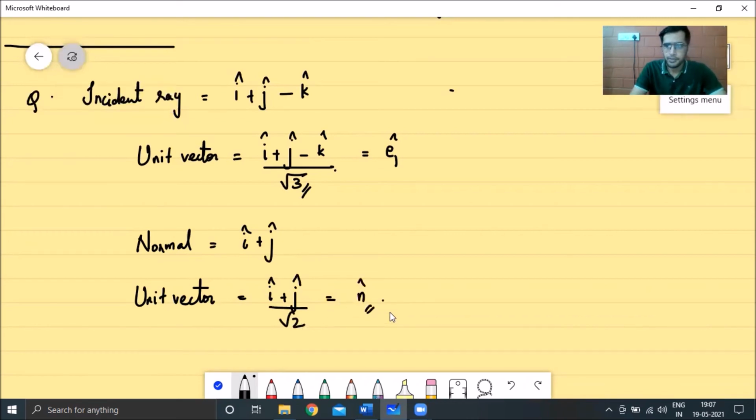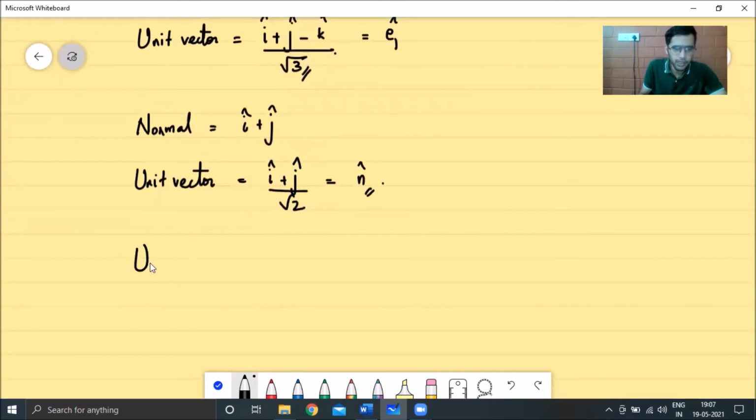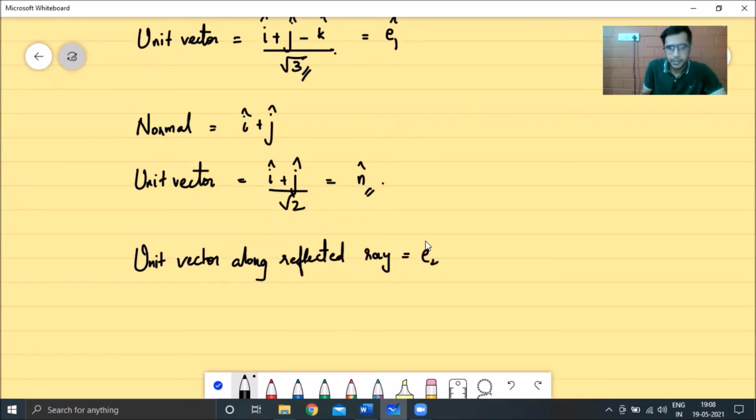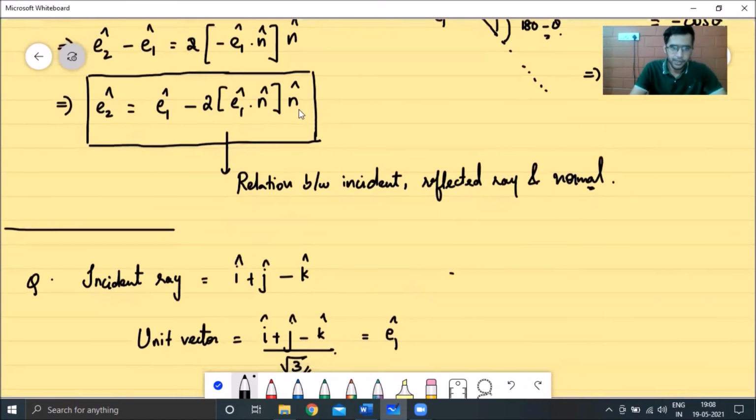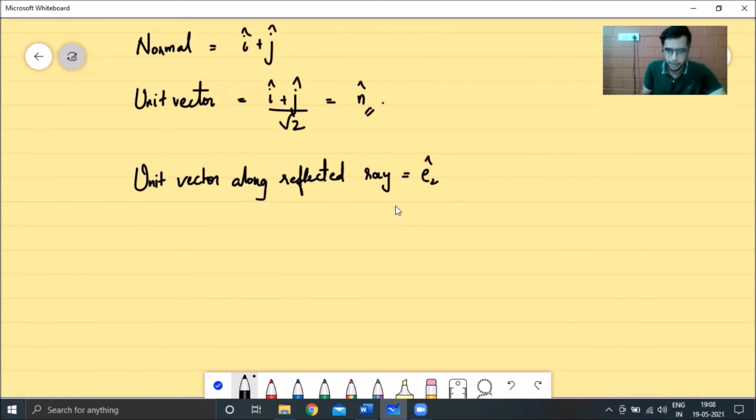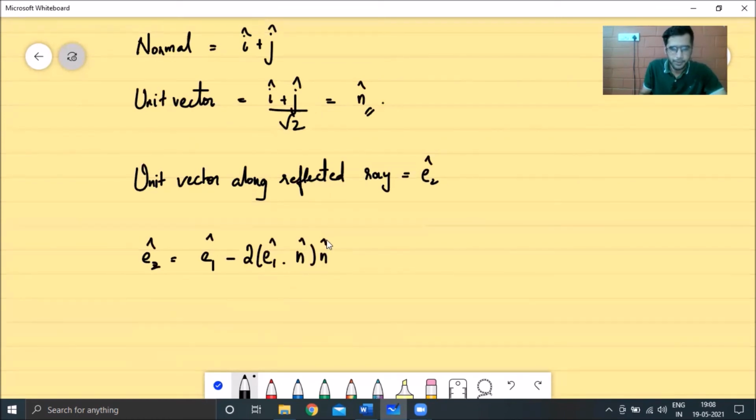And finally, what we need to find out from these two pieces of information is the unit vector along the reflected ray. That is E2 cap, right? So now we'll make use of the formula which we derived earlier: E2 cap is equal to E1 cap minus twice the dot product of E1 cap dot n cap multiplied with n cap. Here E2 cap is once again the unit vector along the reflected ray. So E2 cap is equal to E1 cap minus twice of E1 cap dot n cap into n cap, right?